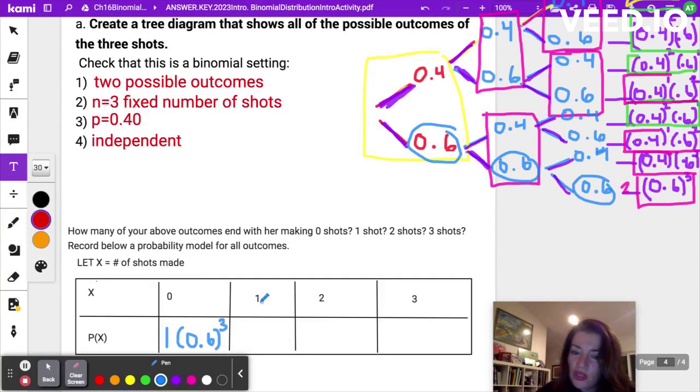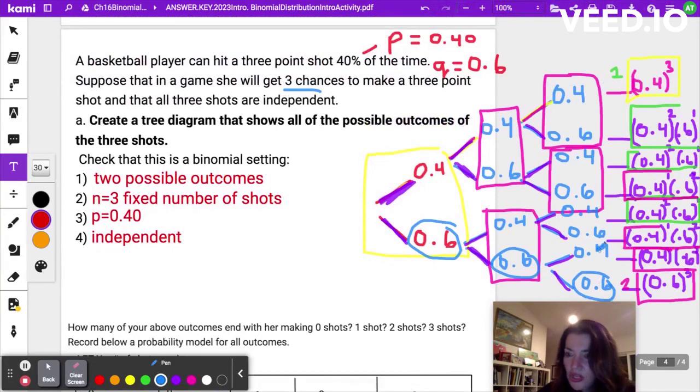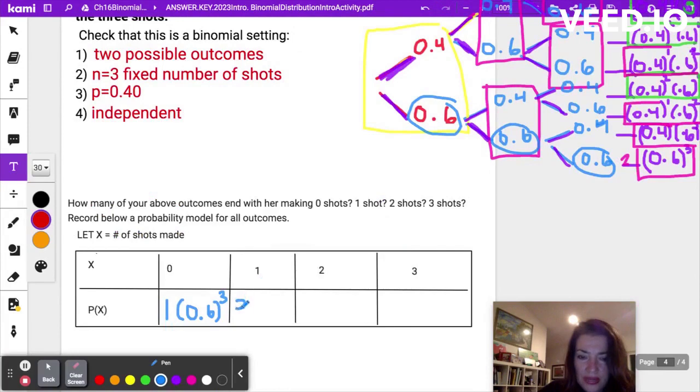And how many ways can she make 1 shot? In other words, she will make 1 shot and she will miss 2 shots. Well, looking at our probability model here, there are 3 ways she can make 1 shot and miss 2 shots. So I will just write 0.6 squared times 0.4. So this represents missing 2 shots, making 1 shot.